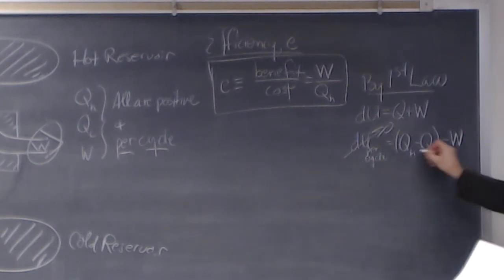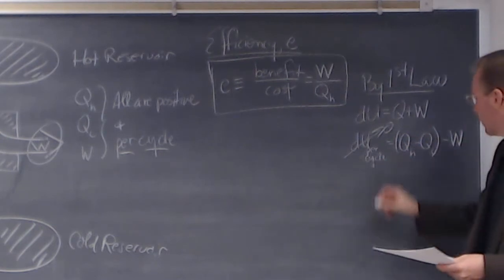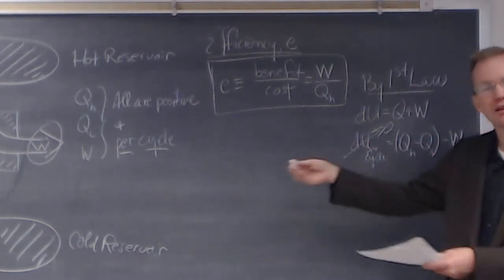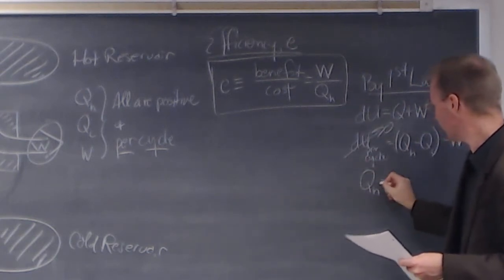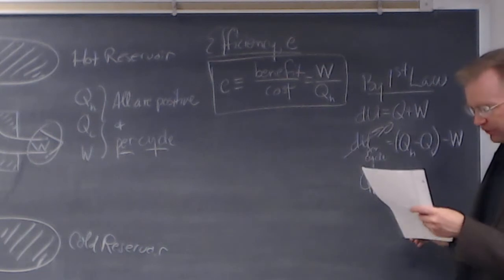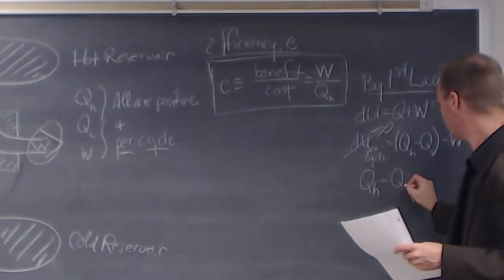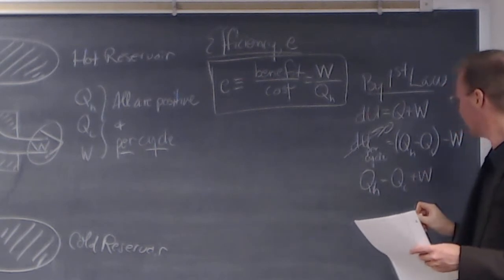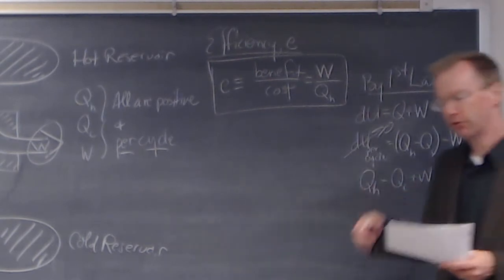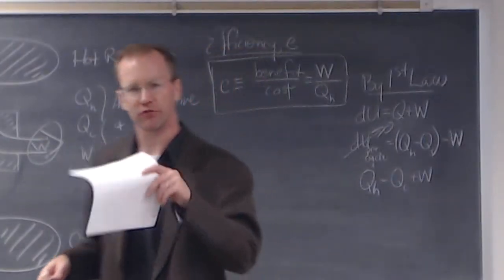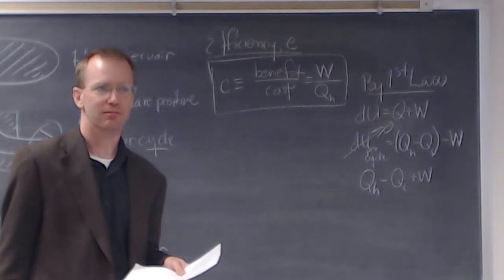Okay, so 0 equals QH minus QC minus W. We rearrange and solve for QH, the heat that flows into the system, and that gets us QC plus W. Now that's actually a nice little result right there. The heat that flows in is equal to the heat that flows out plus the work done. That's just conservation of energy.